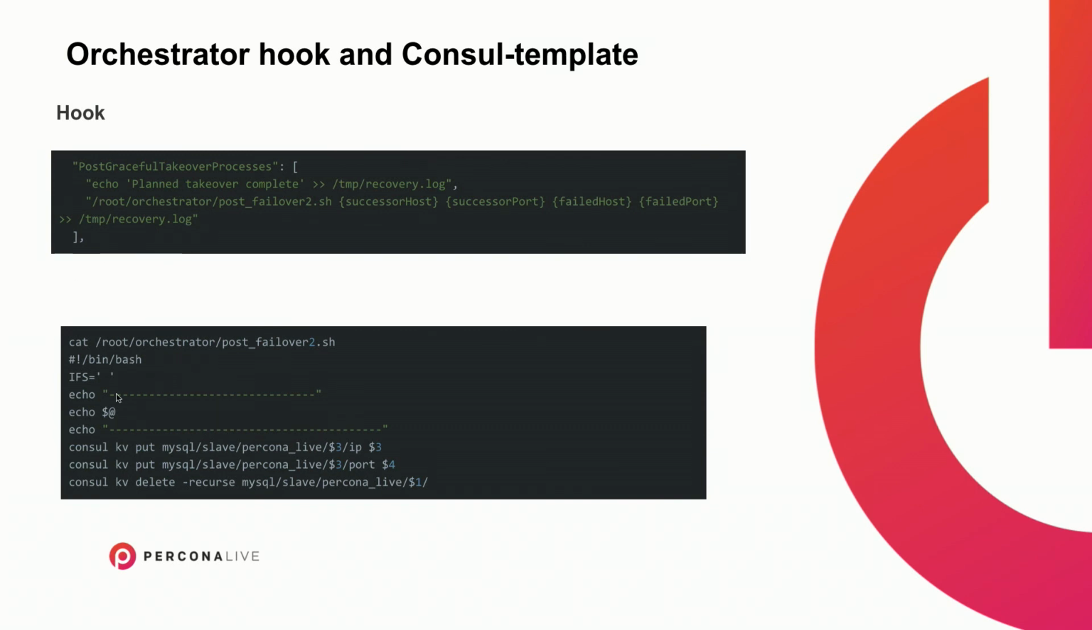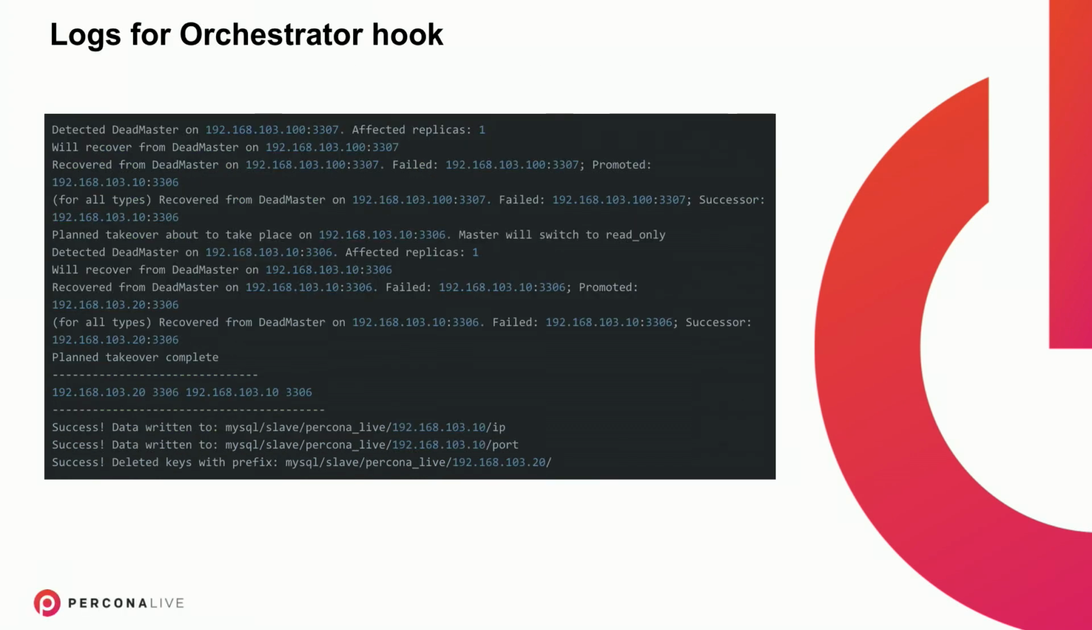So what I have done, while writing the script, is echo $@ just to see what these arguments are: successor host, successor port, failed host, and failed port. We will see in the next slide how it works.